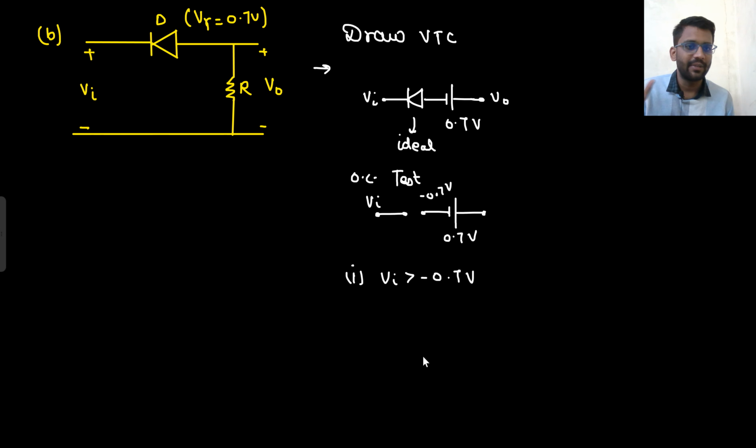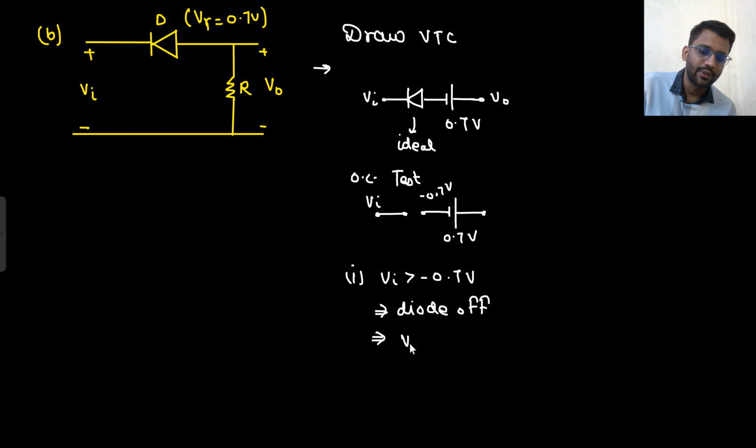I always take the battery out of the diode whenever the cut-in voltage is given, so the problem becomes easier. So V in is greater than 0.7 volt. That means diode will be off. And if diode is off, no current will be flowing through this resistor. So V naught will be equal to 0 volt.